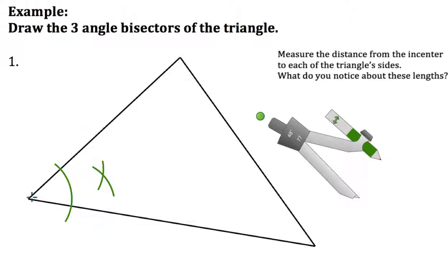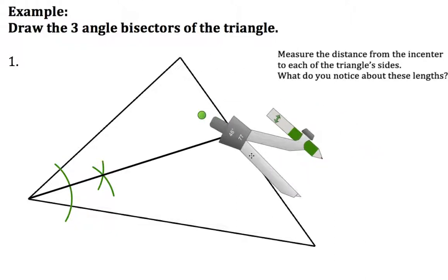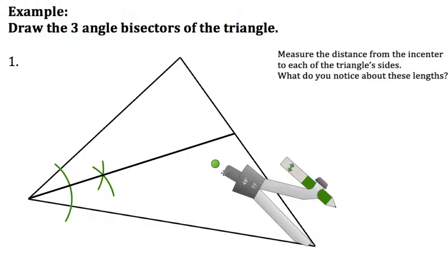So the angle bisector goes from this vertex here through that X where those two lines cross to the other side of the triangle. So what that means, if this was 30 degrees right here, this would be 30 degrees right here also. Okay, so now we're going to go ahead and do that on the other two vertices.